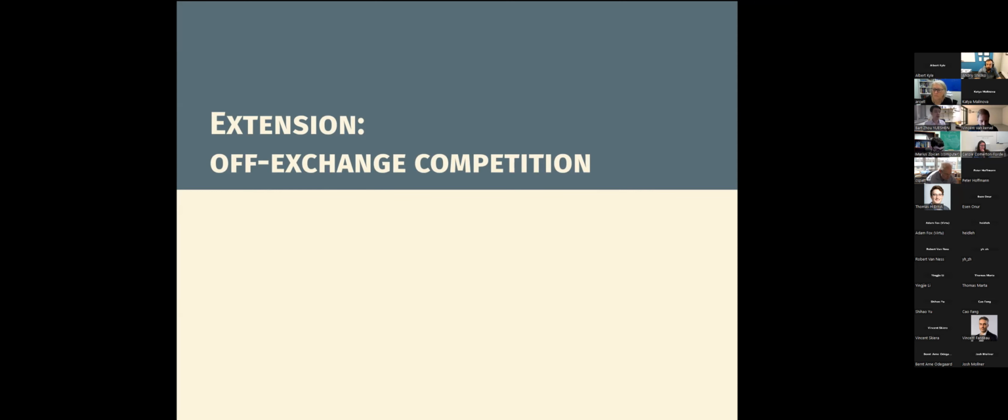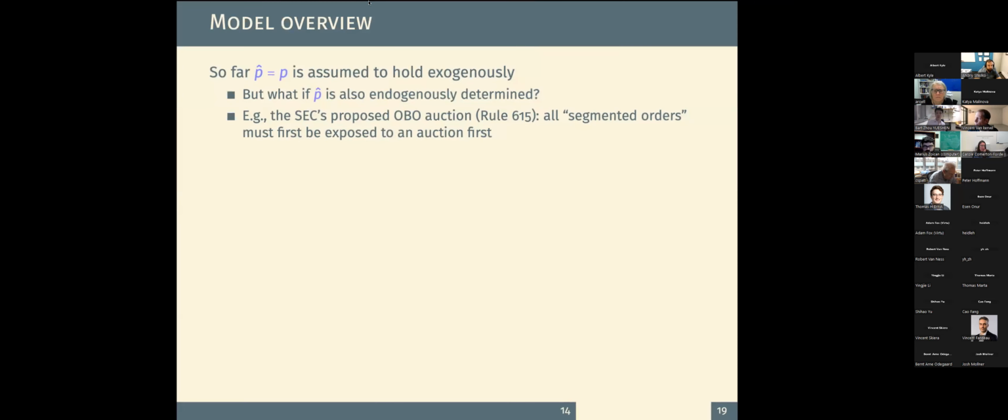Okay, so if not, I will go to the extension part to fix the next thing that's not very satisfactory in the baseline model, which is the exogenous referencing rule, right? So far, this p hat equal to p is assumed to hold exogenously. But what if there is endogenous determination of the p hat as well, right?